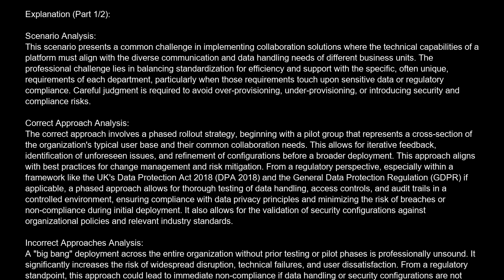Incorrect approaches analysis. A big bang deployment across the entire organization without prior testing or pilot phases is professionally unsound. It significantly increases the risk of widespread disruption, technical failures, and user dissatisfaction. From a regulatory standpoint, this approach could lead to immediate non-compliance if data handling or security configurations are not correctly implemented from the outset, potentially exposing sensitive information and violating data protection laws.